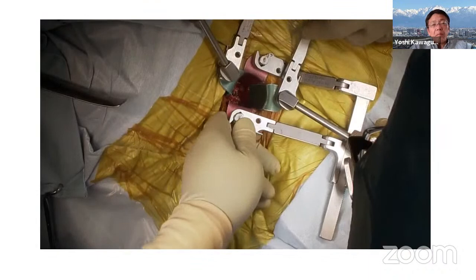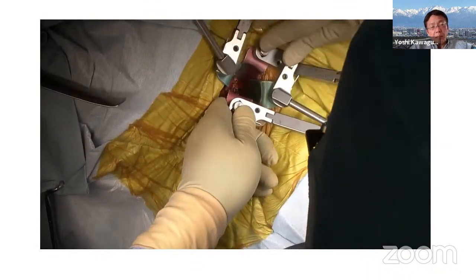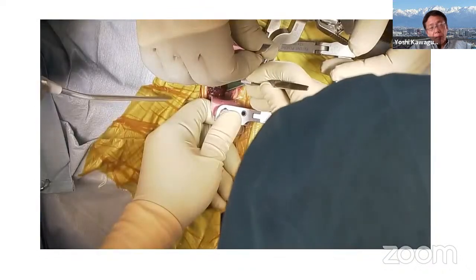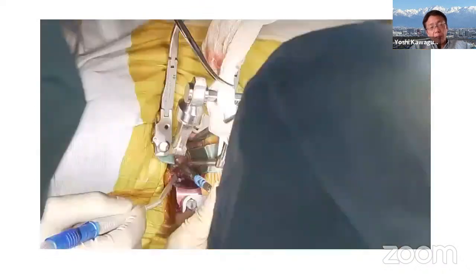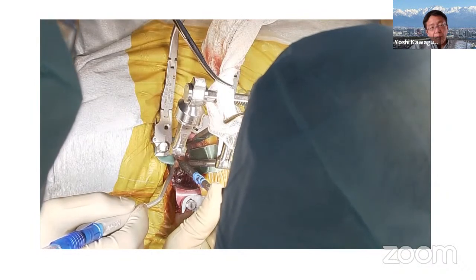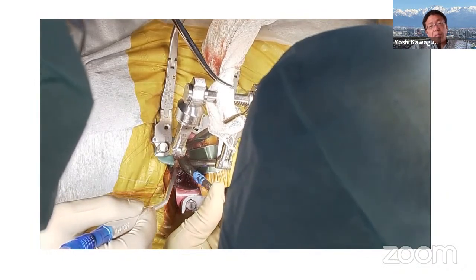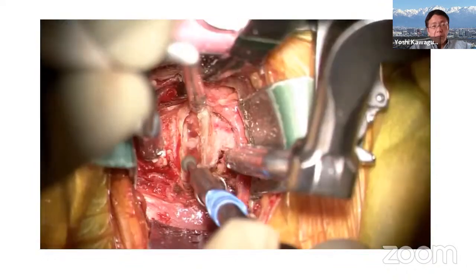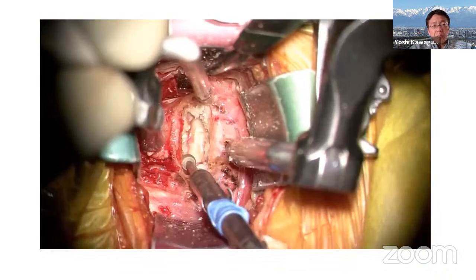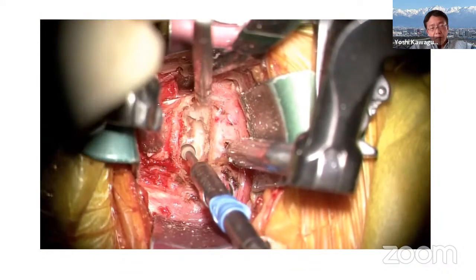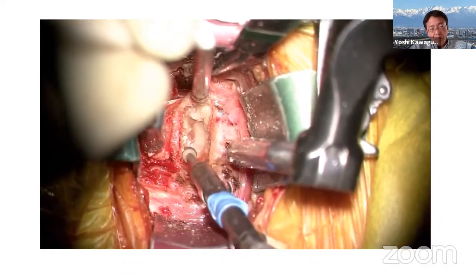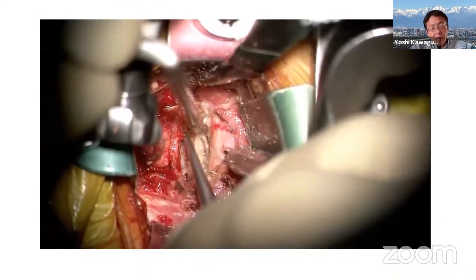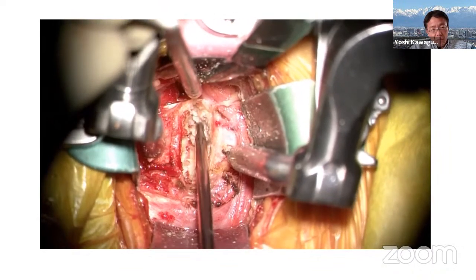Then we apply muscle retractor and Caspar pin, and discectomy is started. We apply the microscope and discectomy is done by bur, diamond bur, and Luer.